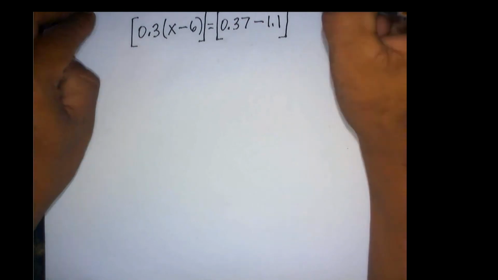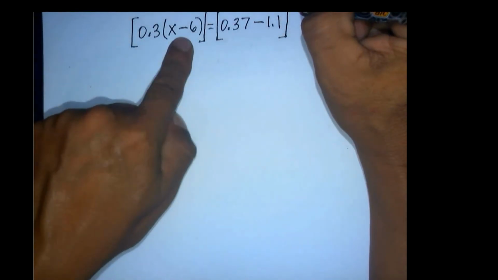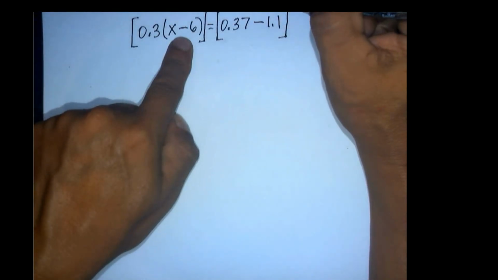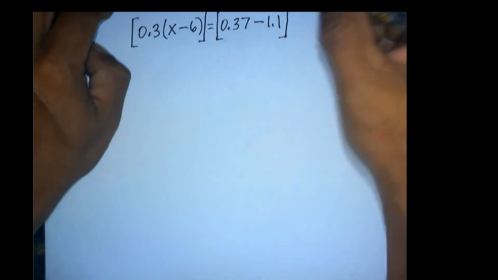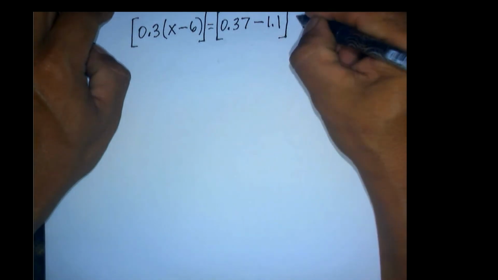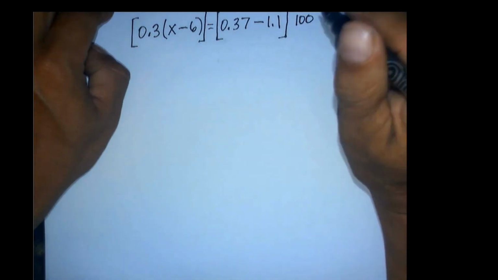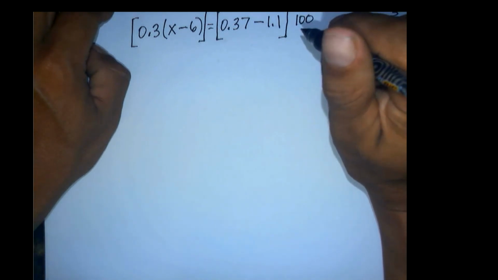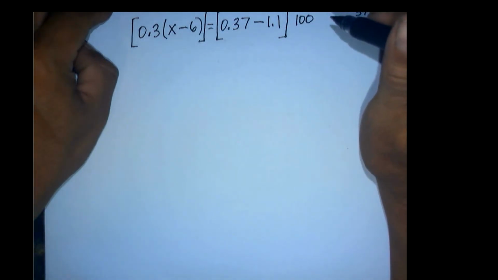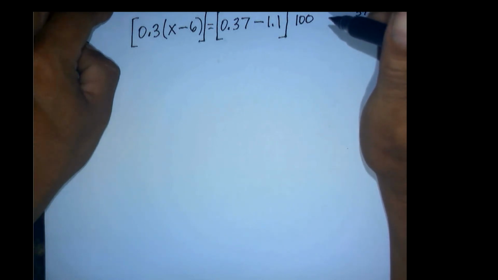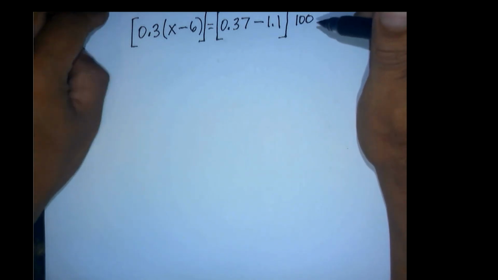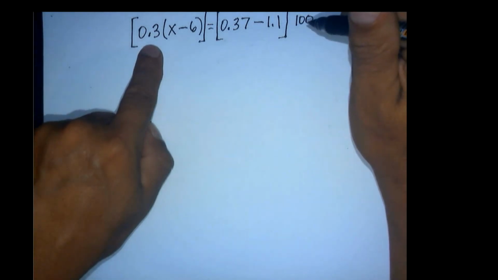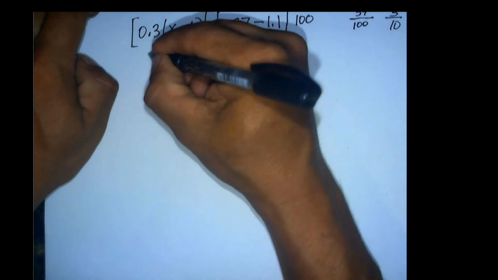We have to be careful because remember, this is on the outside of the parentheses. The biggest power is 100, so I'm going to multiply everything by 100. And what do you do when you multiply by 100? You just move the decimal point two places to the right. So this is going to be 30.